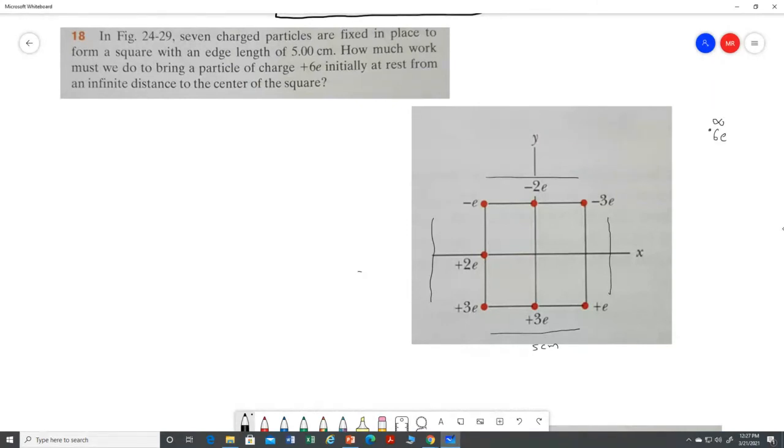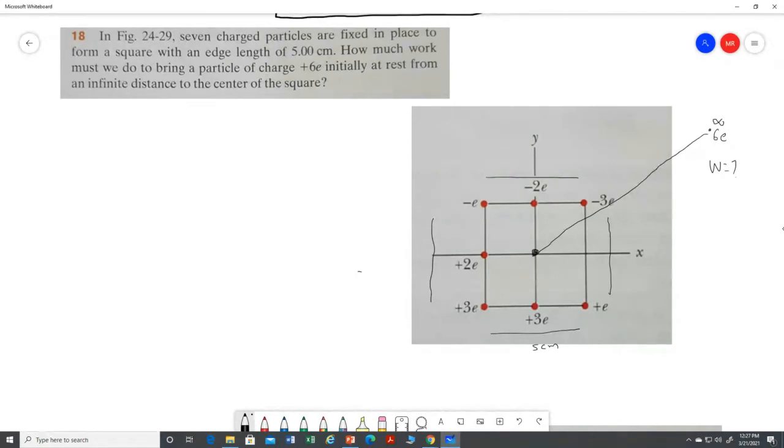Now your objective is to take this charge and bring it from infinity to the center of the square. Clear? Clear, my dear? Yes. If you want to bring the charge from infinity, what do you have to do? You have to do some work. Am I right? Without work done, it will not be possible. Why do we have to do work? Because here you already have 7 charges, so the interaction will be there from these charges. So you have to do some positive work, otherwise it will not happen.